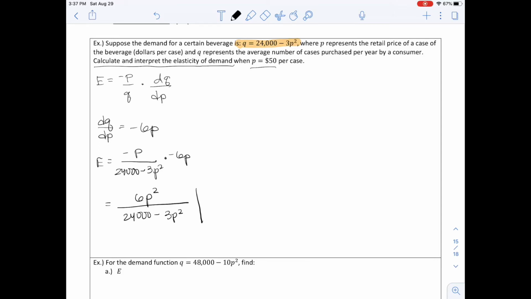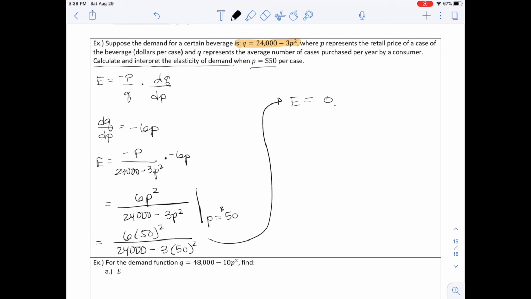And we're going to evaluate this when P is equal to $50. So substituting in 50, we have 6 times 50 squared divided by 24,000 minus 3 times 50 squared. When you work this out, you arrive at E equal to 0.909. And so the demand is inelastic. If you look up above, E less than 1 means that demand is inelastic.